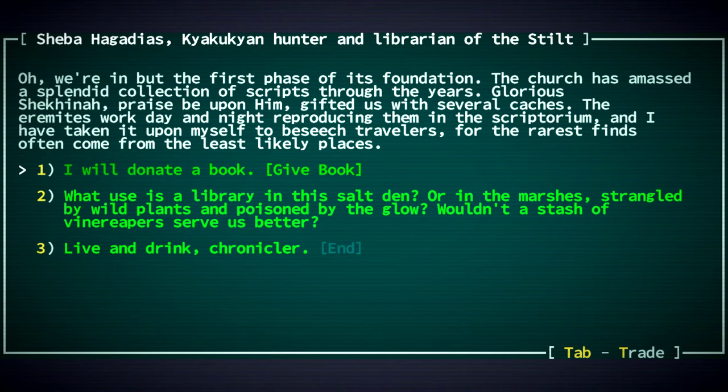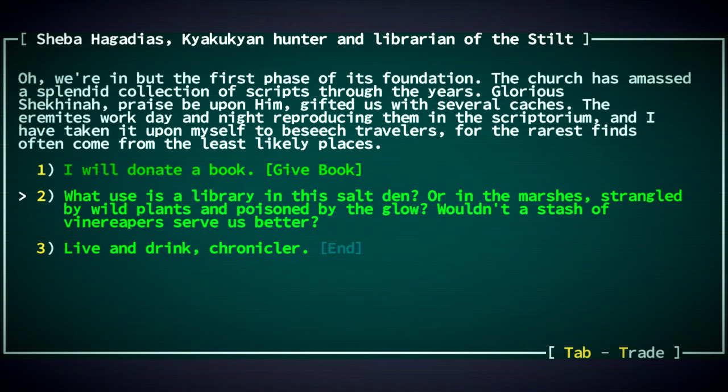The church has amassed a splendid collection of scripts through the years. Glorious Shekhinah, praise be upon him, gifted us with several caches. The Eremites work day and night, reproducing them in the scriptorium, and I have taken it upon myself to beseech travelers, for the rarest finds often come from the least likely places.